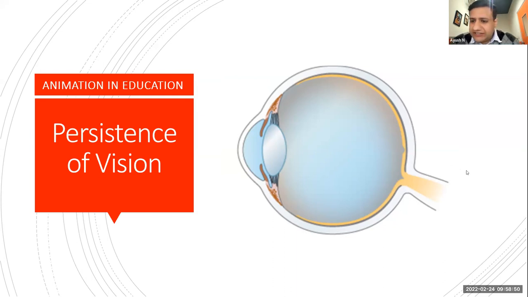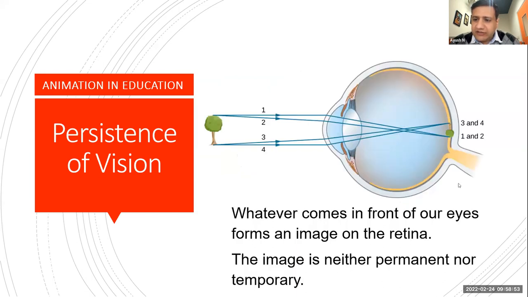So this is what the eye looks like, and this is how the images are formed on the eye. Whatever is in front of it just goes through this convex lens, and an inverted image is formed, and that image goes to the brain. Now, the image stays on the retina for a very small time. It is neither permanent nor temporary. It is not permanent because it doesn't stay forever, and it is not temporary because it doesn't just go. Even when the tree is gone, it stays for a little bit of time.